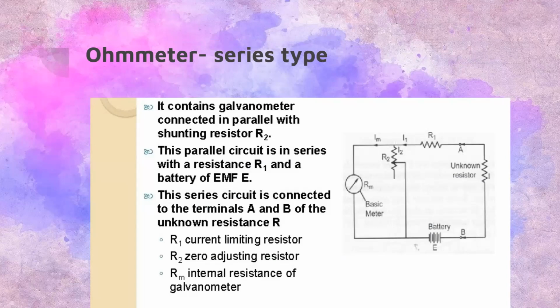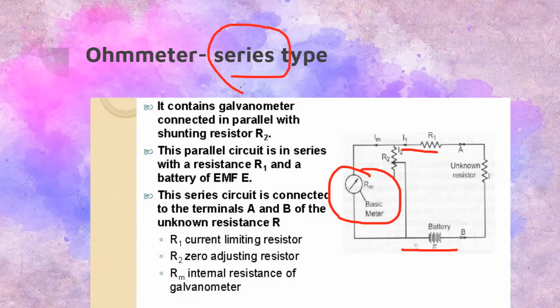As you can see, this is the diagram of the series type of ohmmeter. Why is it known as series type ohmmeter? Because the mechanism, as I told you, the mechanism is known, the suffix is M. Anywhere you see M, it is PMMC. So this is the mechanism, connected in series with a resistance and a battery. That is why it is a series type of ohmmeter.